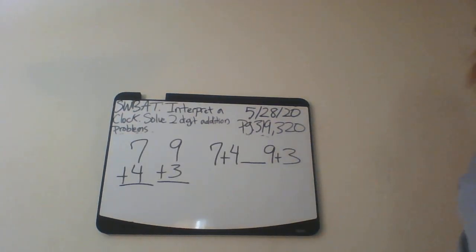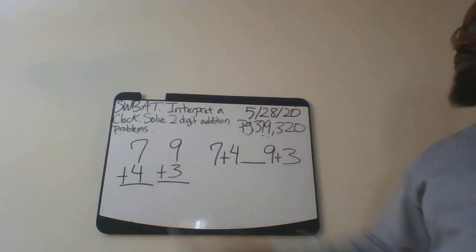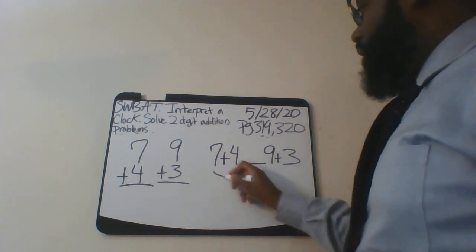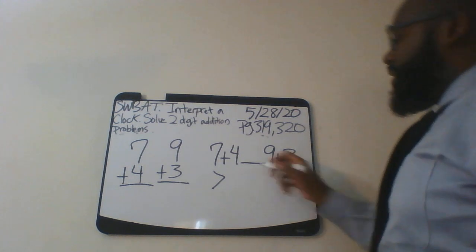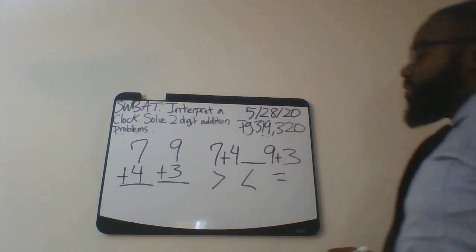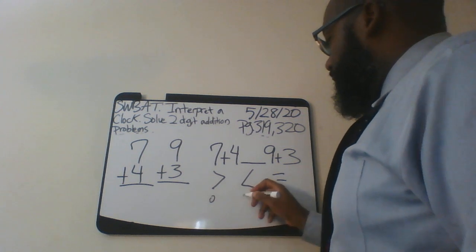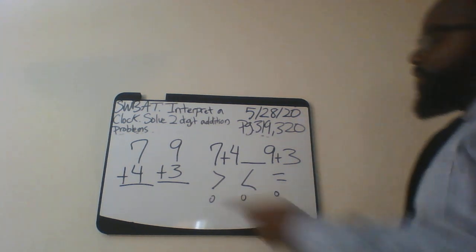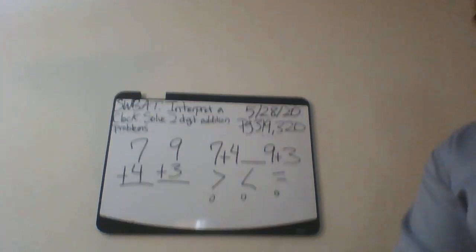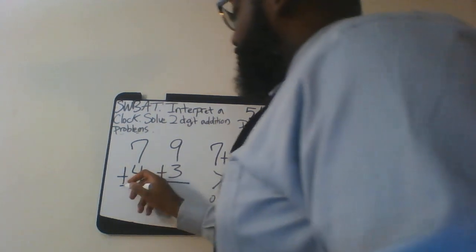Okay, here we have 7 plus 4 and 9 plus 3. And you're trying to figure out whether 7 plus 4 is greater than, less than, or equal to 9 plus 3. That's what you're trying to figure out. So first, let's add 7 plus 4. What is that? 7 plus 4. Good job. 7 plus 4 is 11.